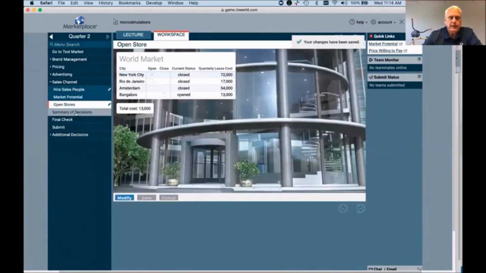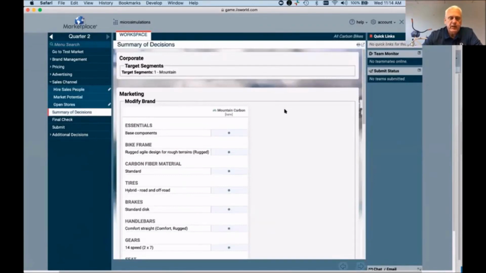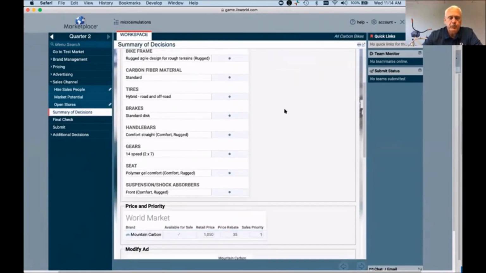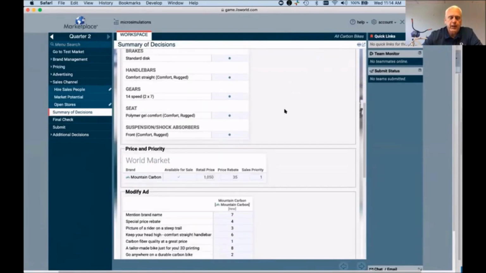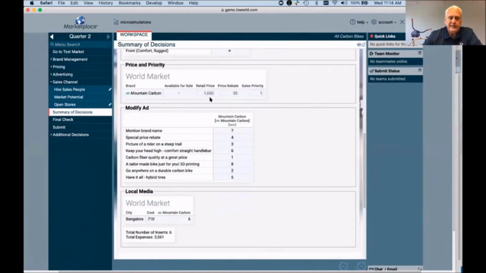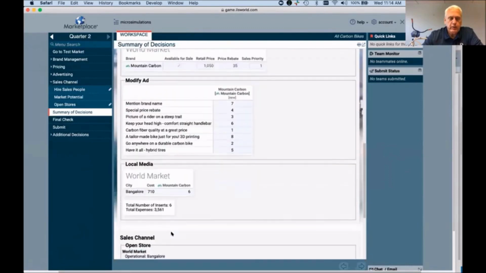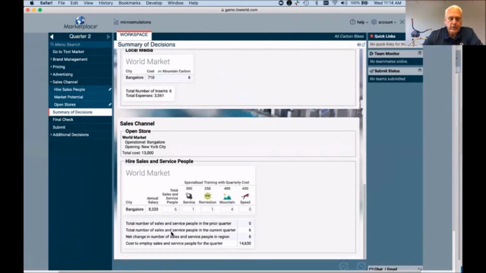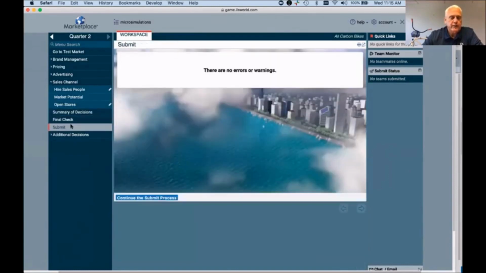All right, so I can hit a summary of my decisions, what segment I'm targeting, the features I've picked, put into my bike, the mountain carbon, what I've priced it at. I can check, because if you recall, I actually made a mistake and had priced it at the wrong price. And so this gives me a chance to double check. Here's my ad. I'm going to go into New York, and these are my sales force. So do a final check, no errors or warnings, and I submit.